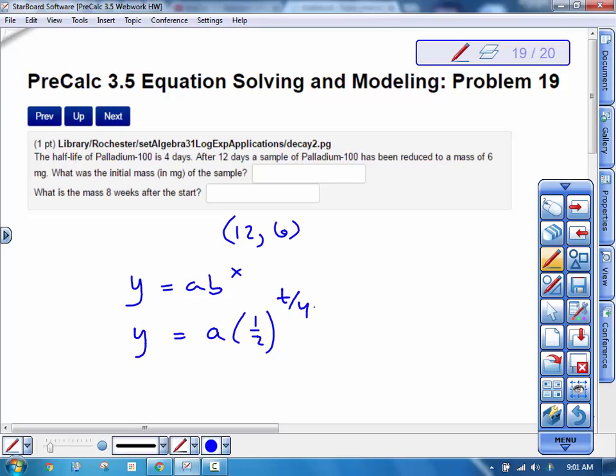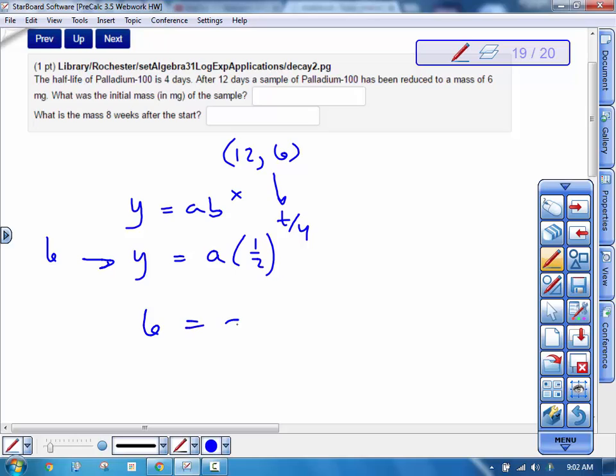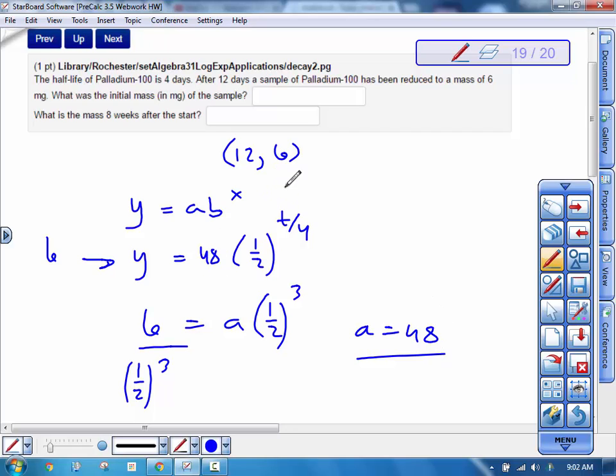So if I use this equation, that works because if I plug in 4, this gives an exponent of 1, and so we're multiplying by 1/2, so we'll have half the amount that we start with, which is what we want. So use this ordered pair now, plug in 12 for t, and plug in 6 for y, and we'll find a. So we get 6 equals a times 1/2 to the 3rd power. If we divide both sides by 1/2 to the 3rd power, then we get a equals 48. So if I plug in 48 here, there's my equation.